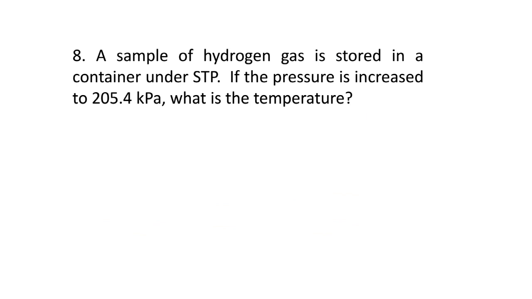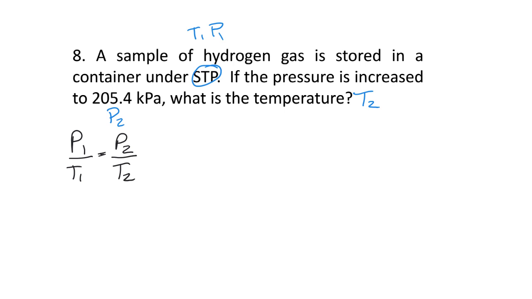Okay, number 8. A sample of hydrogen gas is stored in a container under STP. Okay, right there we have a T and a P. So this gives us our T1 and our P1, or just T and P if it's the ideal gas law. So if the pressure is increased, so there's our P2, what is the temperature? So that's our T2. So once again, we're using P1 over T1 equals P2 over T2.